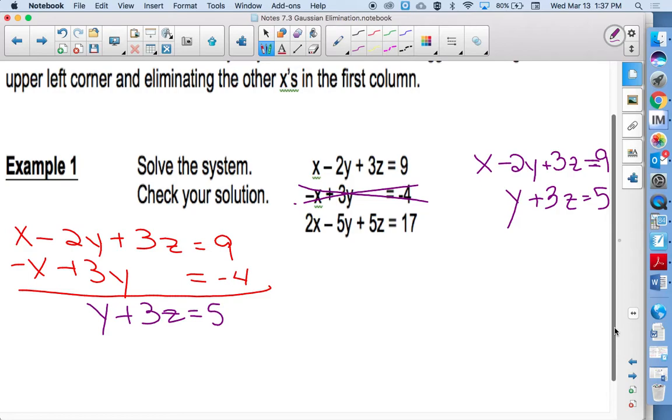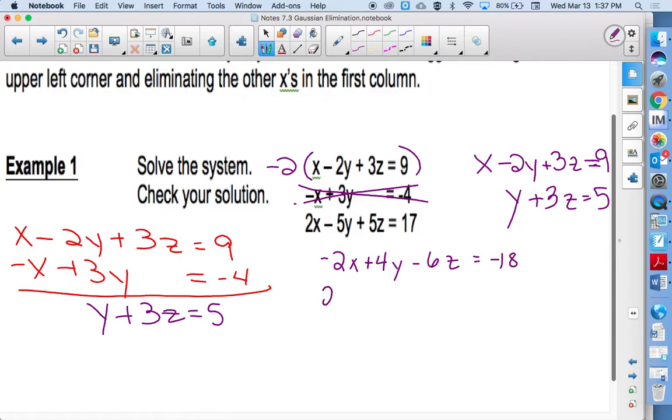X, so we're only working with x. So we're going to eliminate x from both of the equations. Yeah, so we're going to multiply the top one by 2. Yeah, -2 would work better, sure. So the top equation is now negative 2x plus 4y minus 6z equals negative 18.